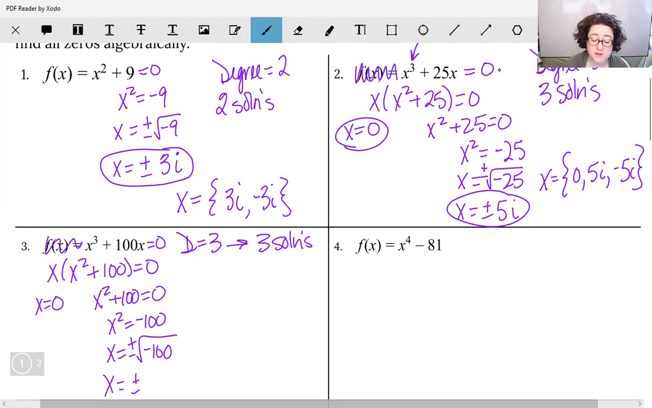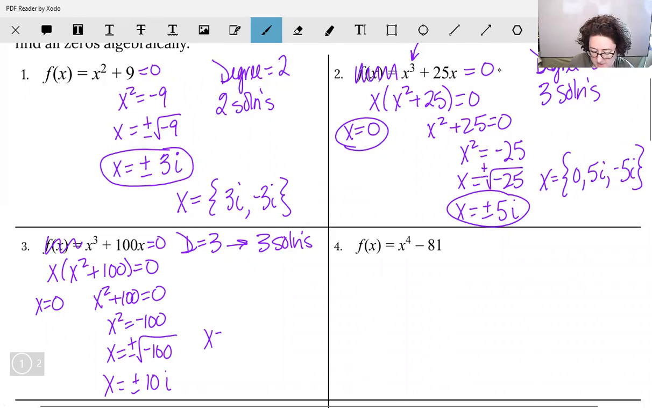But square root of 100 is 10. Square root of negative 1 is i. And so our three solutions will be 0, positive 10i, and negative 10i.